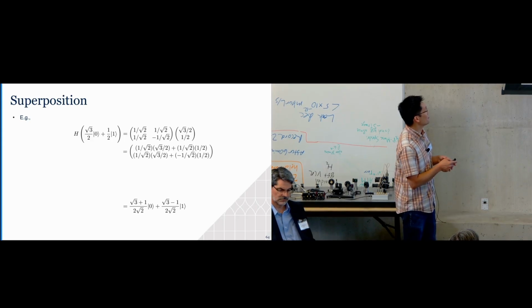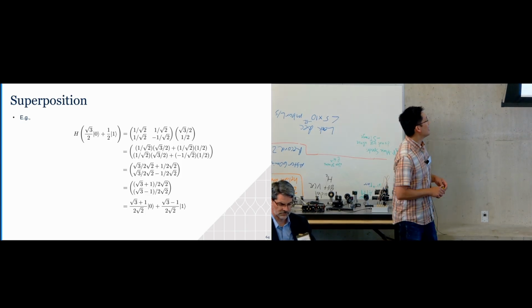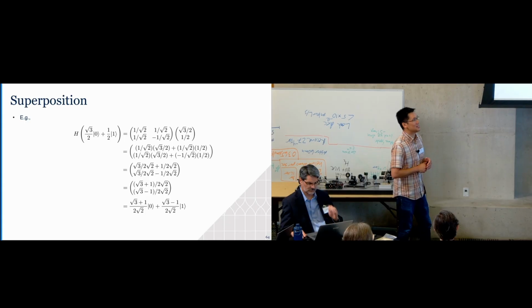So you do 1 over root 2 times root 3 over 2 plus 1 over root 2 times 1/2 for the first row, and then similarly for the second row. Then you simplify, you get that. You simplify some more, you get that. And that's equivalent to this state. And so we're not doing any of this here.